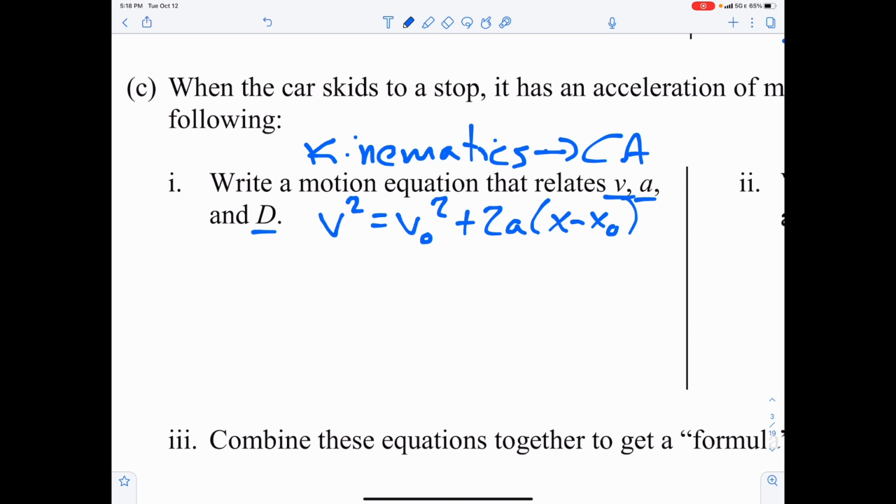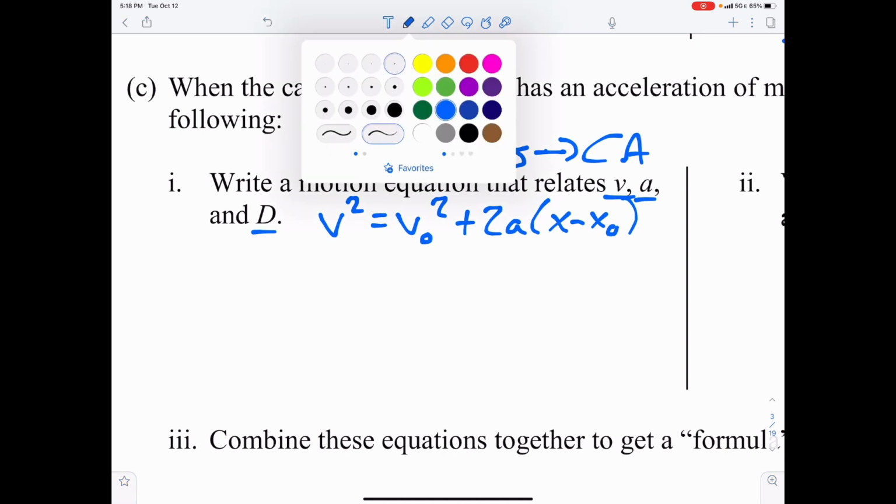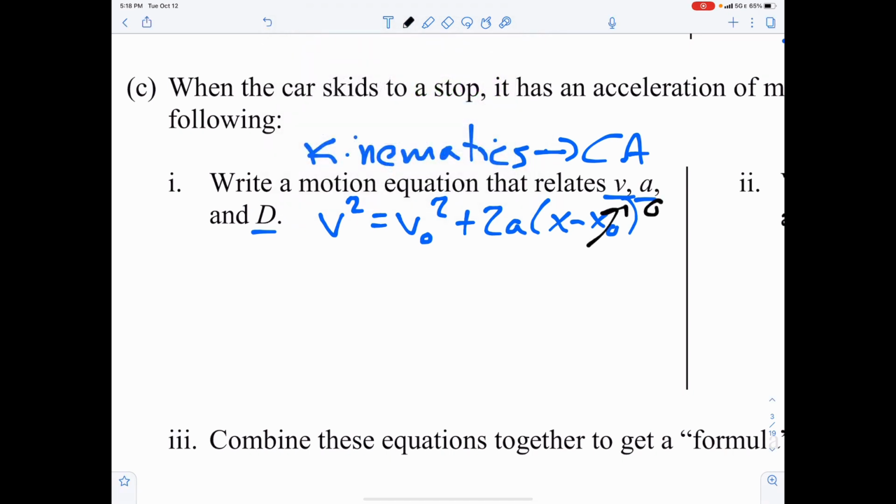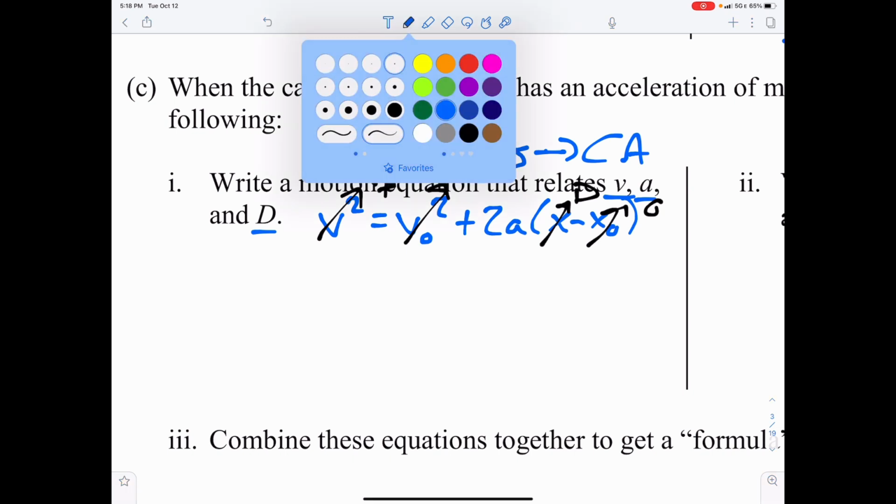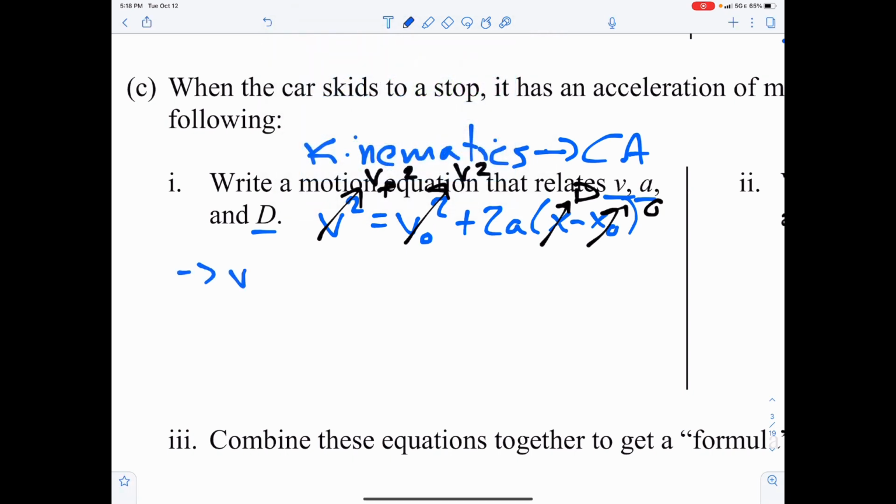But we're going to have to change this into the variables that they want us to use. So first of all, x naught is 0. Second of all, x becomes d. A is still a, 2 is 2. V naught squared becomes v squared. And since we can't have two v squareds creating confusion, we're going to call the other one v final squared. So this whole thing now becomes v final squared equals v squared plus 2ad. Okay, that's what we have.